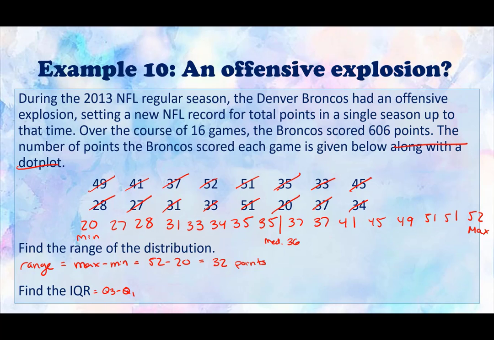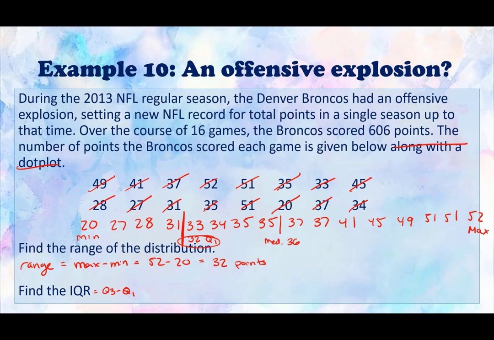Okay, so now that we have the median of 36, we have 2 halves, and we need to find the median of each half. Those will give us our quartiles. So we have 8 numbers on the left side and 8 numbers on the right side. We're looking for the number between the 4th and 5th number in the first half. So there are going to be 4 here and 4 there. The number between 31 and 33 is 32, and that is our first quartile. So Q1 is equal to 32.